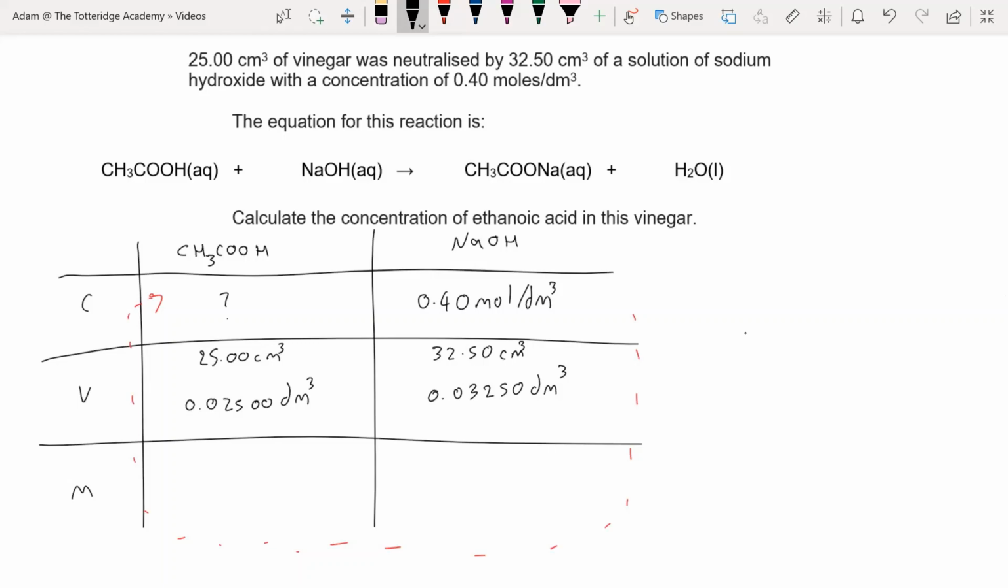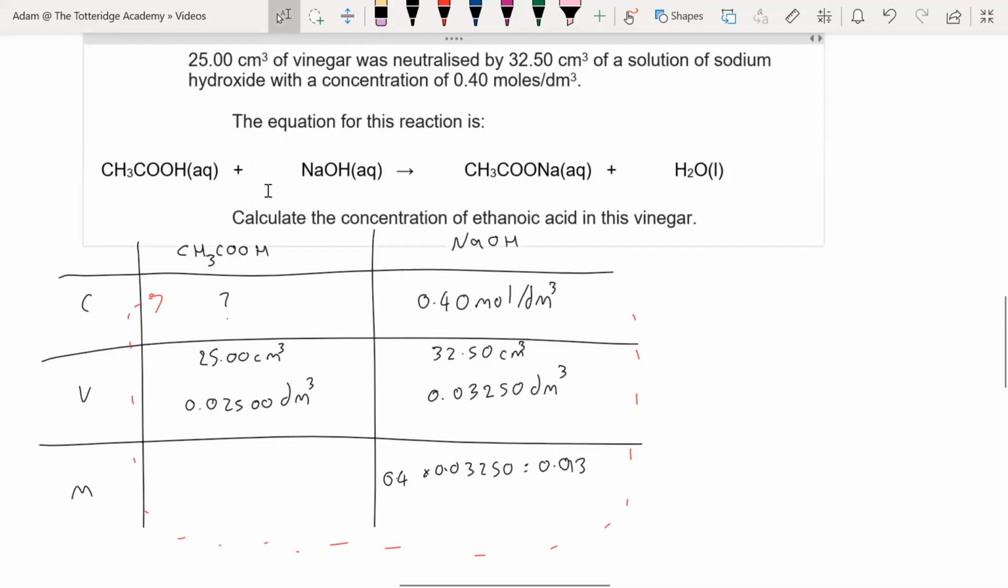To get moles, I do concentration times volume rather than screwing it up like I did last time. So 0.4 times by 0.03250, which gives me 0.013 moles. What is the molar ratio? Looks like it's 1:1 to me. So again, 0.013 is going to go over there.